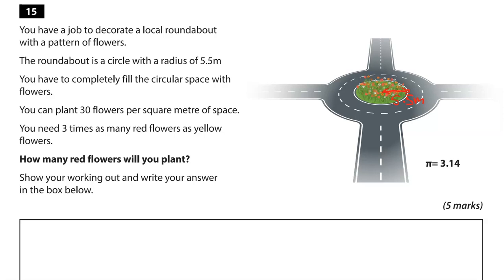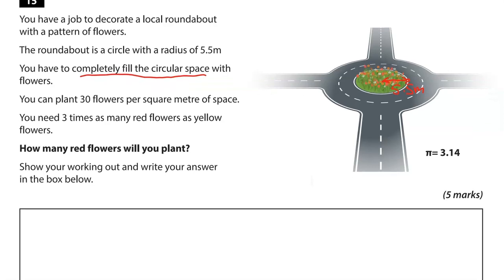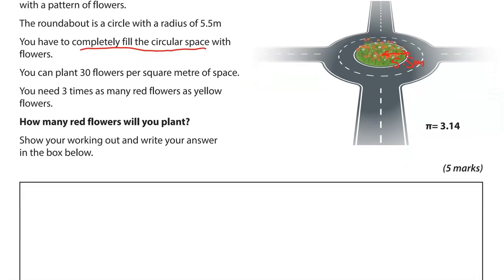You need 3 times as many red flowers as yellow flowers. How many red flowers will you plant? Show your working out and write your answer in the box below. So as you will have to completely fill the circular space, it means you've got to work out the area. So let's do that. Area of a circle is pi r squared.